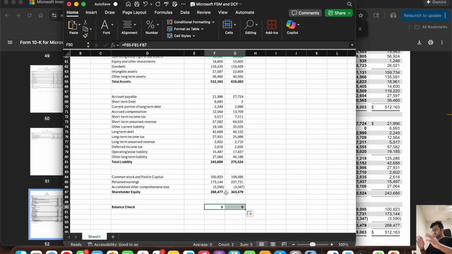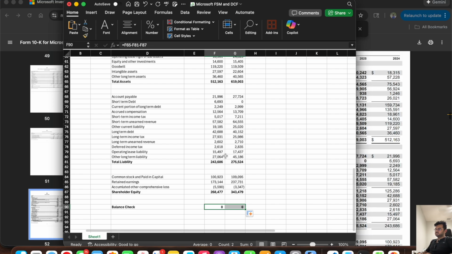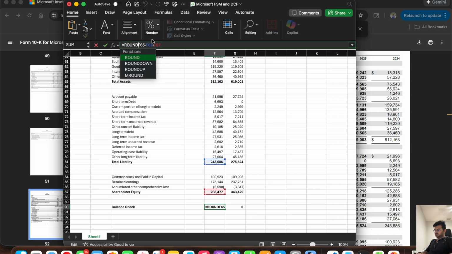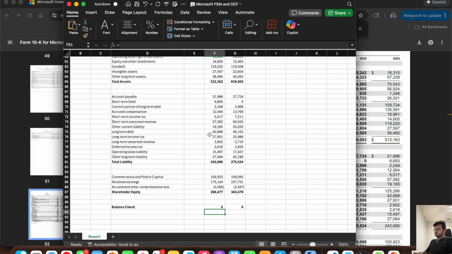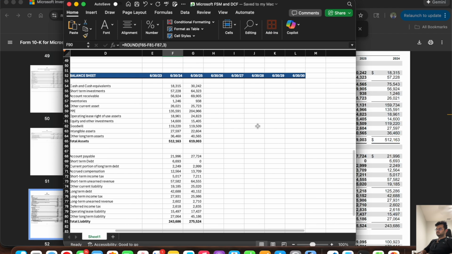Now, for these 2 years, it will be 0 because this is already audited and from the official Microsoft website. But our challenge would be for the 5 years we are going to forecast, to ensure it is balancing. Maybe I will do one thing. I will add a round function here, because whatever number we get, we will get something in decimals, and I don't want that to be a small issue. So I'm putting round of total assets minus total liabilities minus shareholder equity, rounded to 3 decimal places. This is the function I'm going to use.